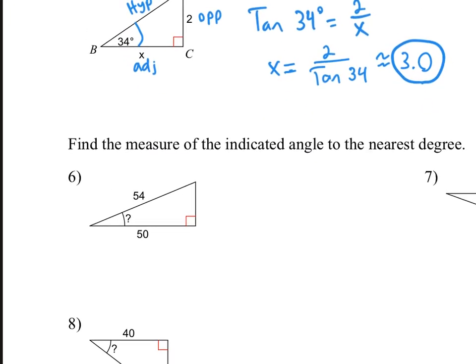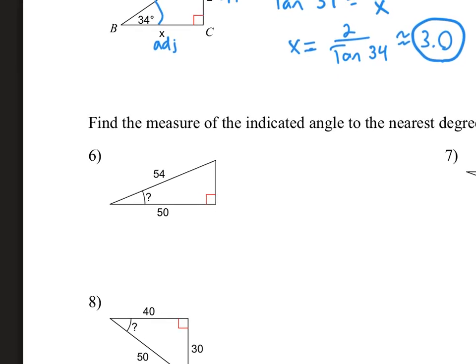Okay, the next section. Find the measure of the indicated angle to the nearest degree. So now we're looking for angles. So they identified the angle that we're looking for, and then I'll mark the diagram. This is opposite that angle. This is adjacent, and this is hypotenuse. So we know the adjacent, and we know the hypotenuse.